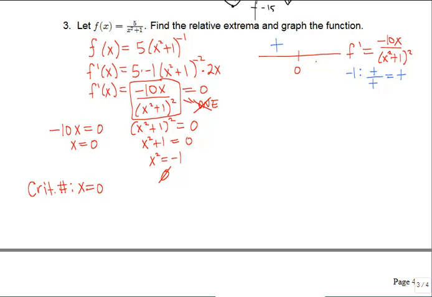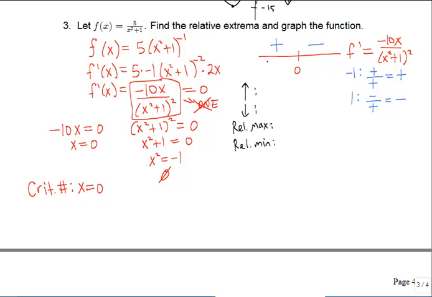Now let's test to the right of 0, so let's try 1. Negative 10 times 1 will be negative 10, so that'll stay negative, and the bottom remains positive always. So a negative divided by a positive is going to be negative. Now this number line tells me 4 things right away. It tells me where my graph increases, where it decreases, where I have any relative maxes, and where I have any relative mins. So this is a powerful piece of information right here.